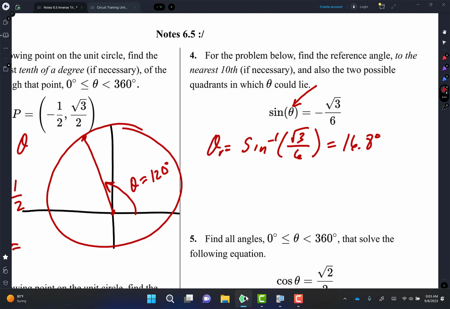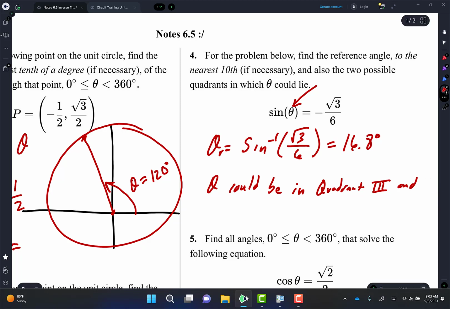Now, it wants two locations of where this theta could lie. Where is sine negative? Start thinking about the unit circle. Sine is the value, the y or the x? The y. And what two quadrants is y negative? 3 and 4. So theta could be in quadrant 3 and 4. I always spell the whole word. That's how you do 3 and 4.